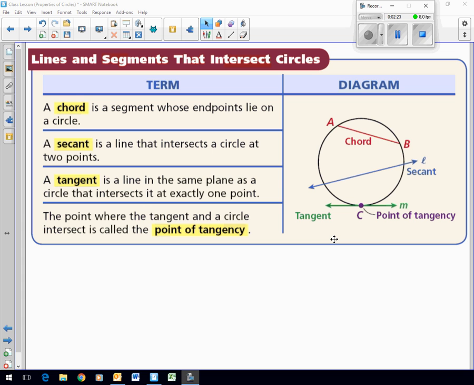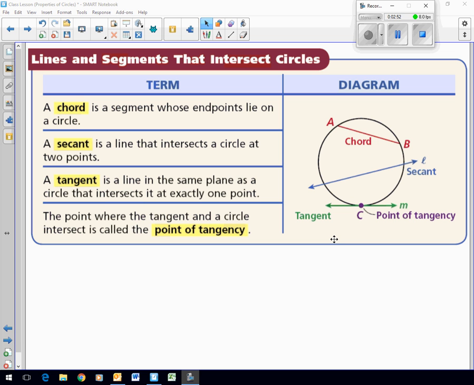A secant is a line that intersects the circle at 2 points. Notice that a chord and a secant are very similar. What's the difference between them? A secant keeps on going, and a chord stops on the rim. That's simple.